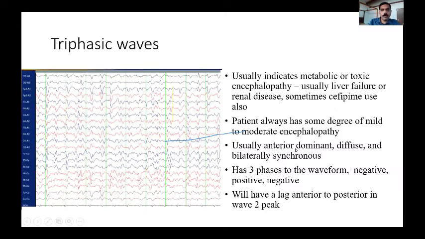And when you look at these EEGs, there is diffuse slowing in the background also. You find anterior dominant, diffuse, bilateral synchronous activity here. They're called triphasic waves because they have three phases: a negative phase, a positive phase, and then a negative. If you look at these waves carefully, there is a lag from anterior to posterior. That is very characteristic of toxic or metabolic encephalopathies.